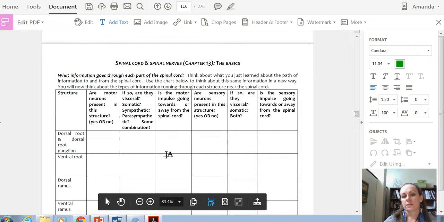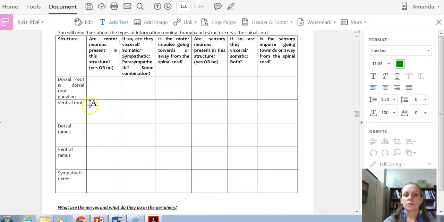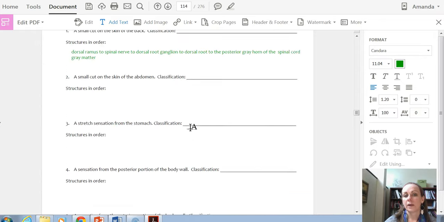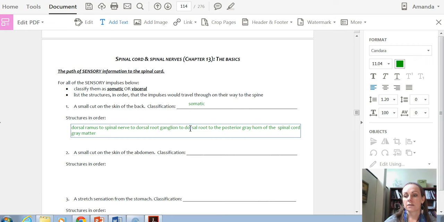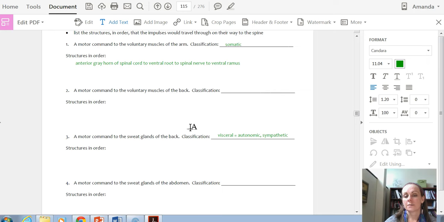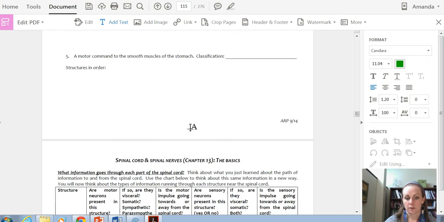Okay, so what I'd like for you to do on this next part is to look at this same information in a different way. So here we're starting with the structure, dorsal root and the dorsal root ganglion. And what you're going to do is you're going to look on these previous 2 pages to see what types of impulses travel through them.